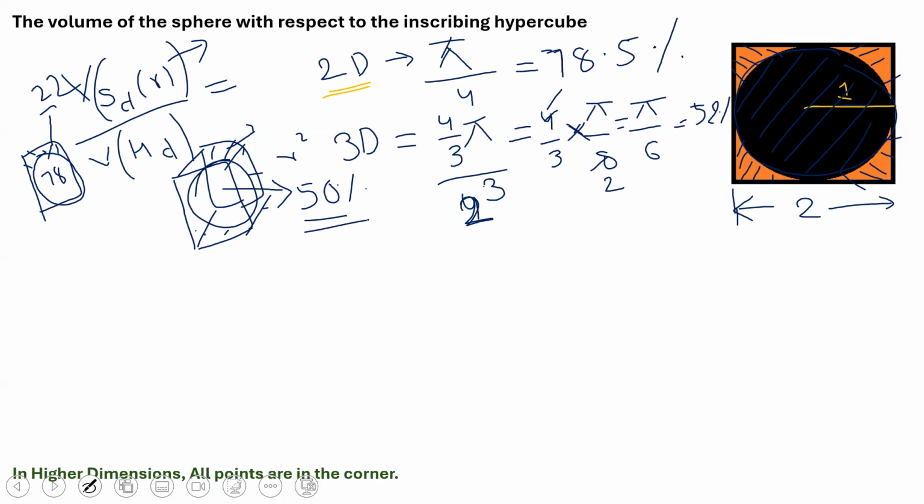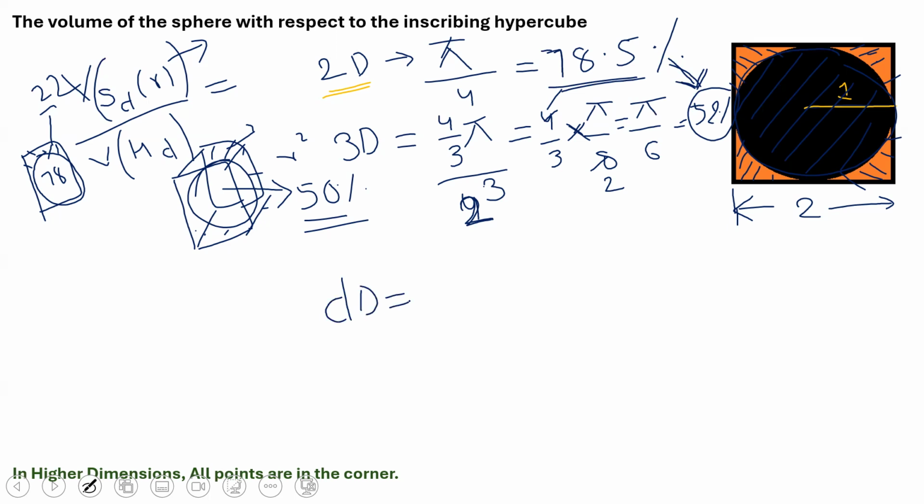Okay, so look at this: the sphere occupied area is decreasing, the corners area is increasing. When the sphere occupied area is decreasing, the corners area is increasing. That is what you have to observe. And now let's go to D dimensions and find out what happens in D dimensions.